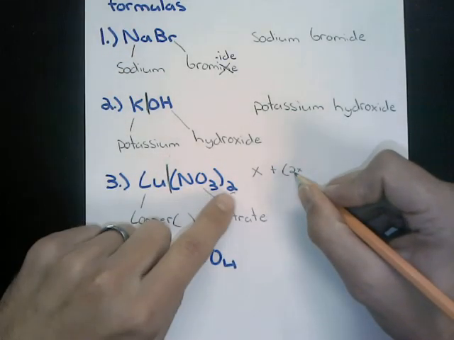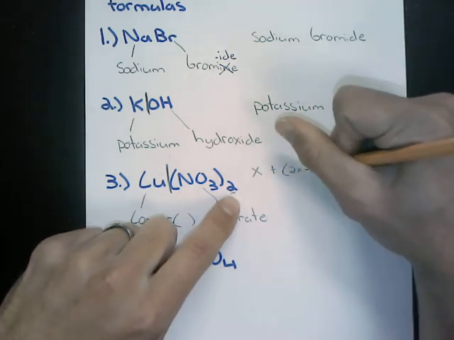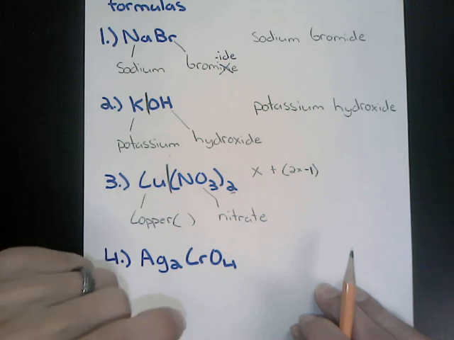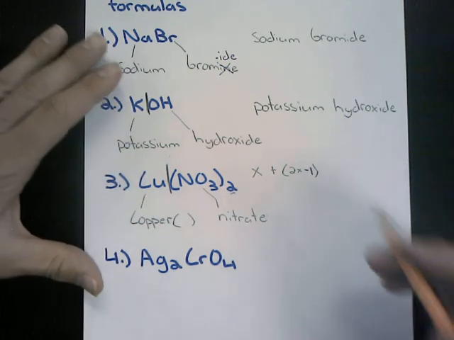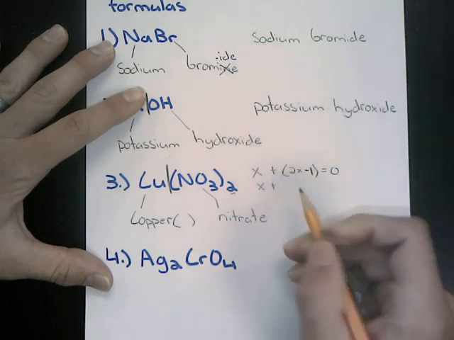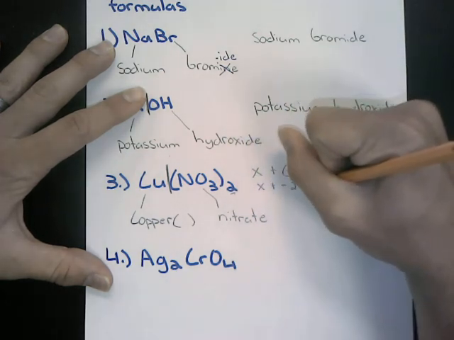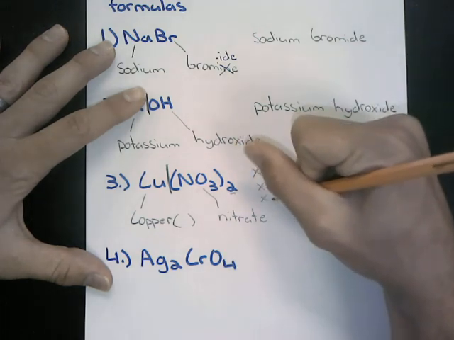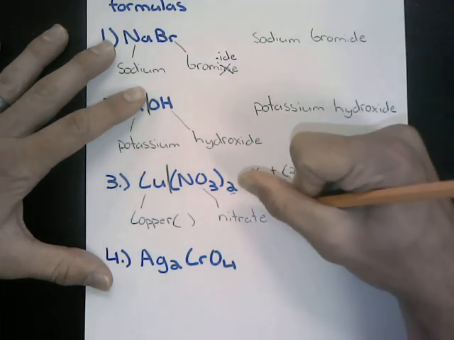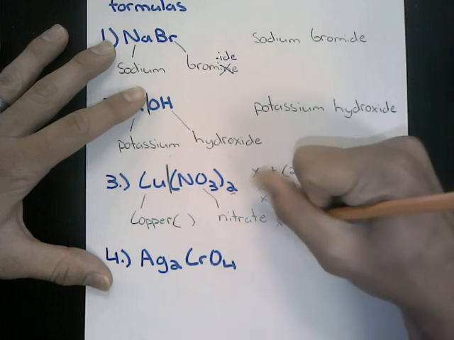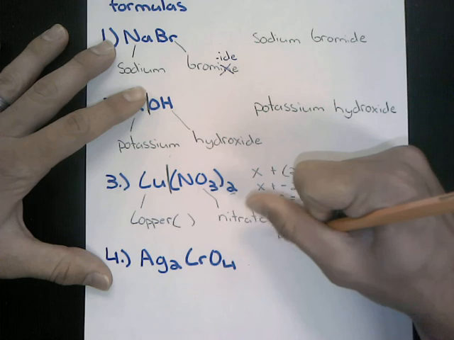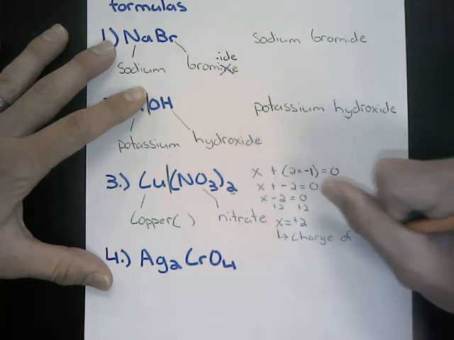So we take 2, which is the number of NO3s, times -1, and then remember this: all ionic compounds have to have an overall charge of 0. Okay, so we set this equal to 0. Now I'm going to have X plus 2 times -1 is -2 equals 0. And so if we consolidate, X minus 2 equals 0. We move this 2 over, we add 2. Our X becomes a positive 2, which means that this is the charge of copper.